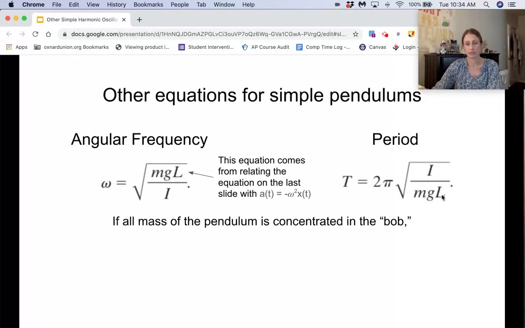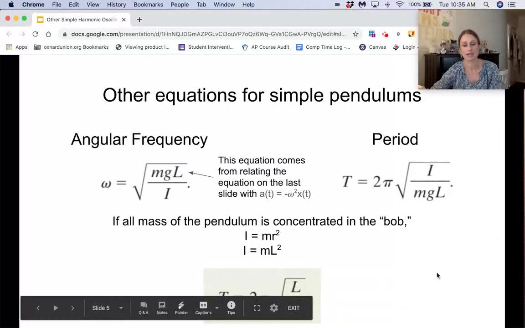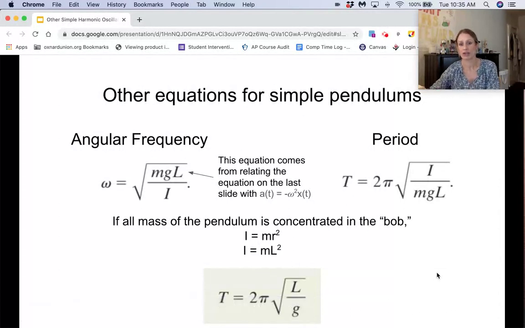Now, if we have a simple pendulum where all the mass is concentrated at the bob, at the very end of that string, then we can say that the rotational inertia I is equal to mr squared, because that's the rotational inertia of a point mass. So we plug that in for I, and R would be L in this case. So we plug in ml squared for I at the top right here, simplify, and we get period is equal to 2 pi times the square root of L, the length of the string, divided by the acceleration of gravity, g.